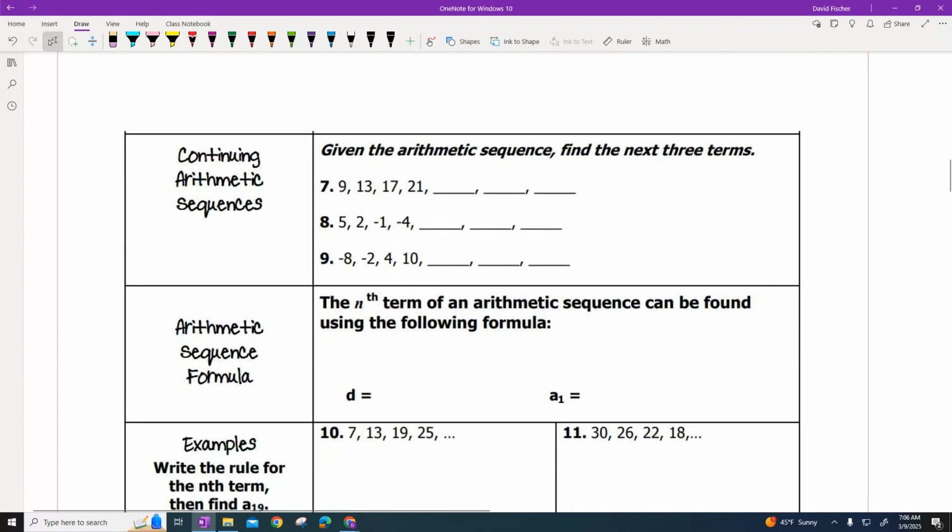Looks like they want us to continue the arithmetic sequence here. So they already told us it's an arithmetic sequence, but we have to see what we're going up by here. So we went from 9 to 13, so I believe that's a +4. 13 plus 4 is 17. 17 plus 4 is 21.